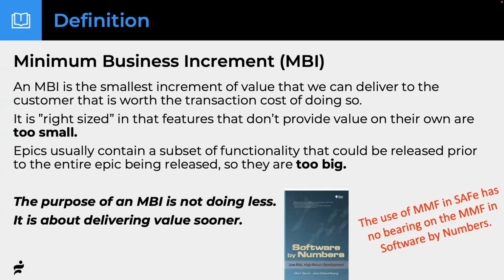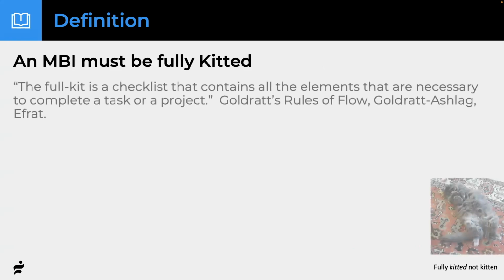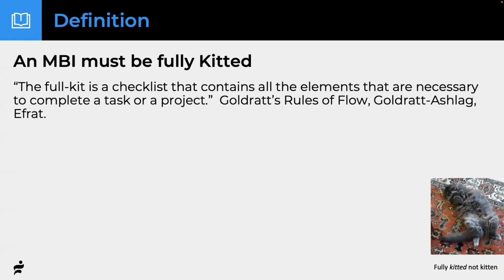We also added the content of it's got everything that's needed in a delivery. So we're making that clear. Okay. Also, MBIs must be what's called fully kitted. And by fully kitted, we mean that it's got a checklist that contains all the elements that are necessary to complete a task or a project. This comes from Goldratt's Rules of Flow.